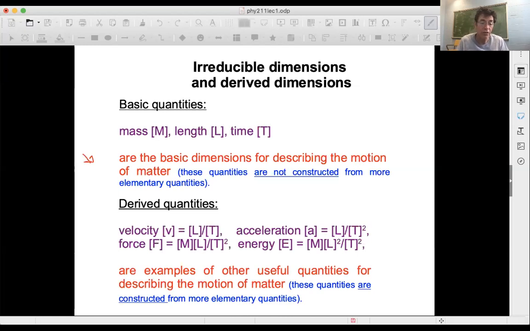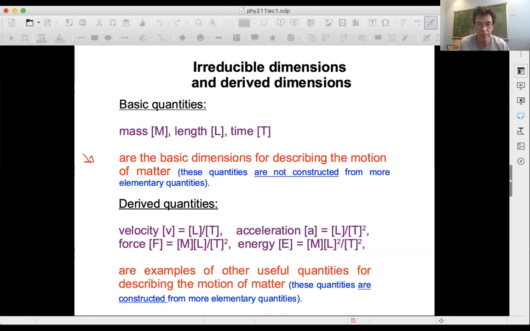Then there are other quantities we call derived quantities. So, for example, here are a couple that I'm sure you're familiar with. Velocity is a derived quantity and has derived dimensions. Acceleration is a derived quantity with derived dimensions. You might know, and if you don't, we're going to talk about it soon, that velocity, which measures how fast or slow we're going, is made out of the dimensions of length and time.